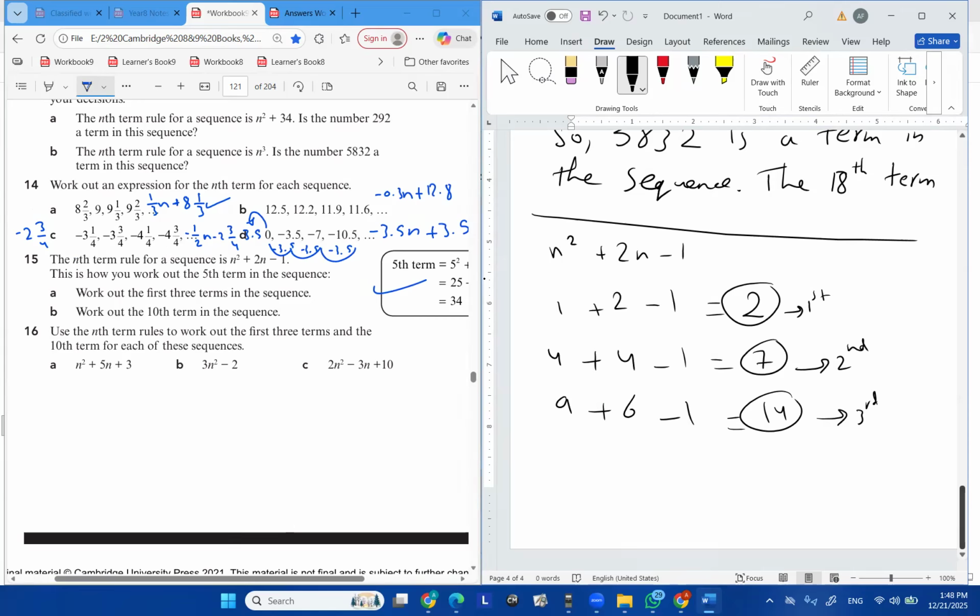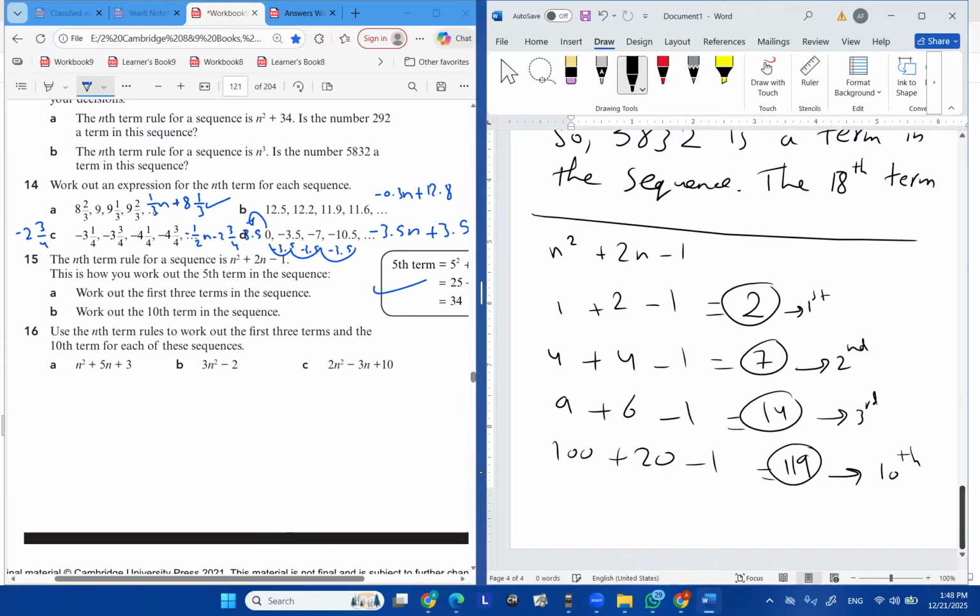10th term, 10 squared is 100, plus 2 times 10 is 20, minus 1. 120 minus 1 is 119. This is the 10th term. The same thing exactly. You're going to use the nth term rules to work out the first three terms and the 10th term, with exactly the same technique, the same everything that we've done over here.